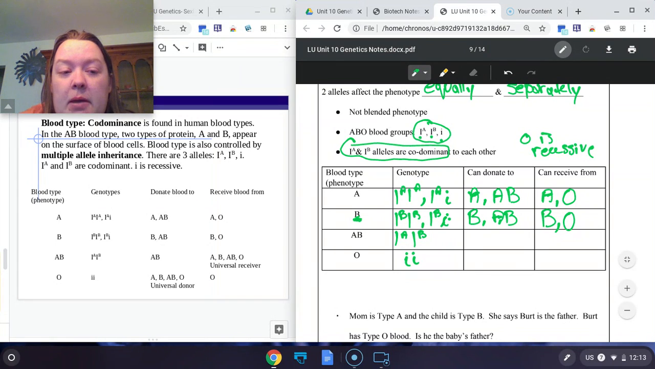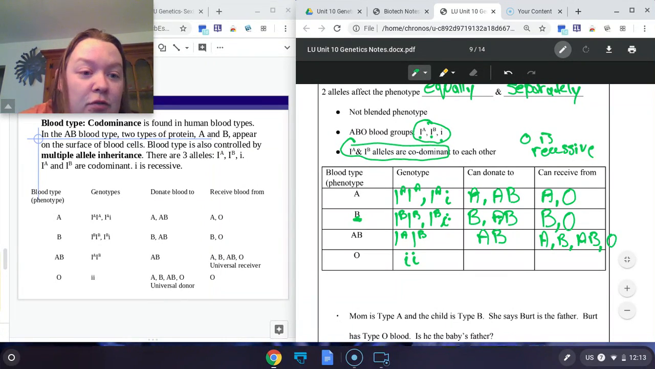If you are type AB, you can only give to people that are AB. Because you have an A and a B, if the other person doesn't also have an A and a B, they'll get sick. However, if you have blood type AB, you can get blood from anybody, because a person with A can give to you because you have an A, and people with B can give to you because you have a B, people with AB can give to you because you have an A and a B, and people with O can give to you because O is recessive. Everybody can get O. So you're in luck if you ever need blood.